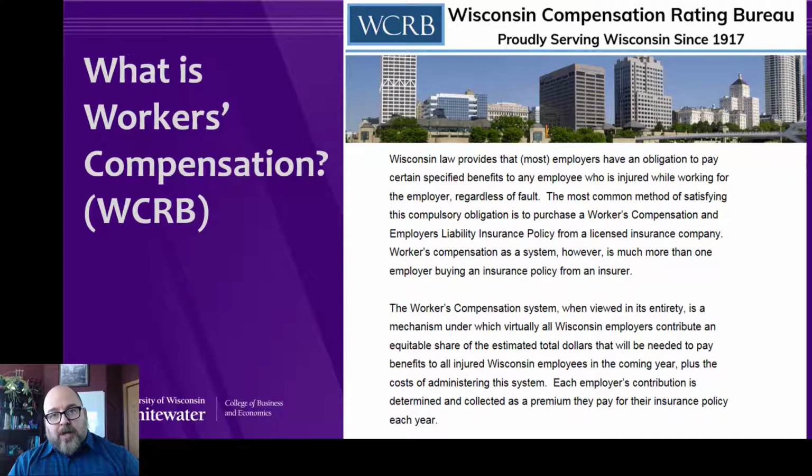Another agency that I want you to be aware of is the Wisconsin Compensation Rating Bureau. They are the ones who set the policy class code rates, and they also calculate each individual company's experience modification rate, which is a really important factor when considering what a company will pay in annual premiums for their insurance policy. But it's also sort of a lagging indicator of a company's safety program performance. And you probably already read the screen, but it's basically the same.